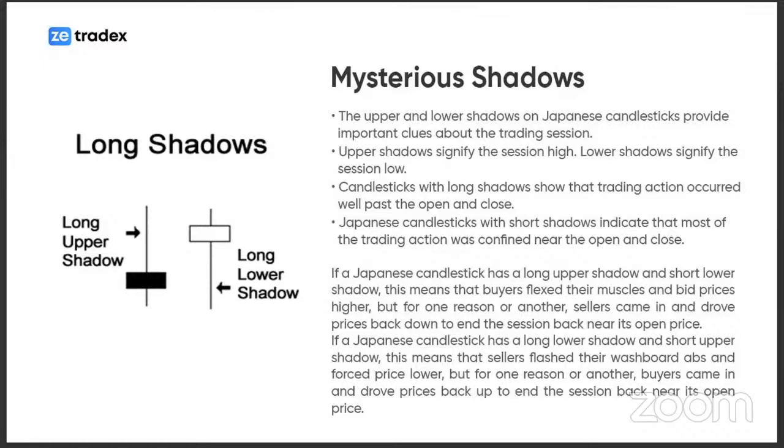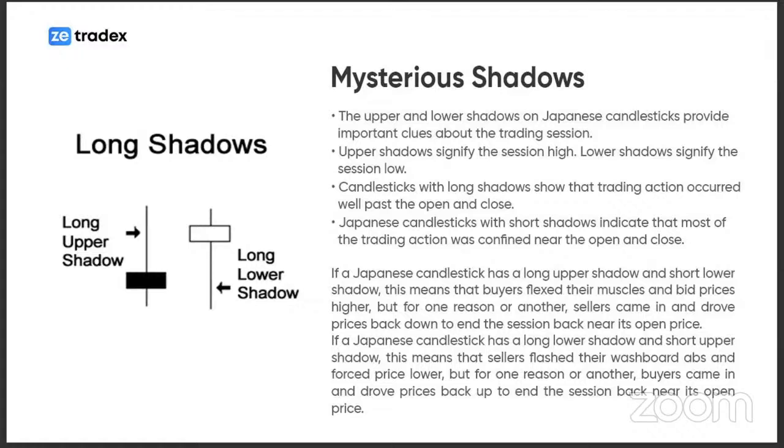Now, if a Japanese candlestick has a long upper shadow and short lower shadow, this means that buyers flexed their muscles and bid prices a bit higher. But for one reason or another, sellers came in at some point and drove prices back down to end the session back near its open price.